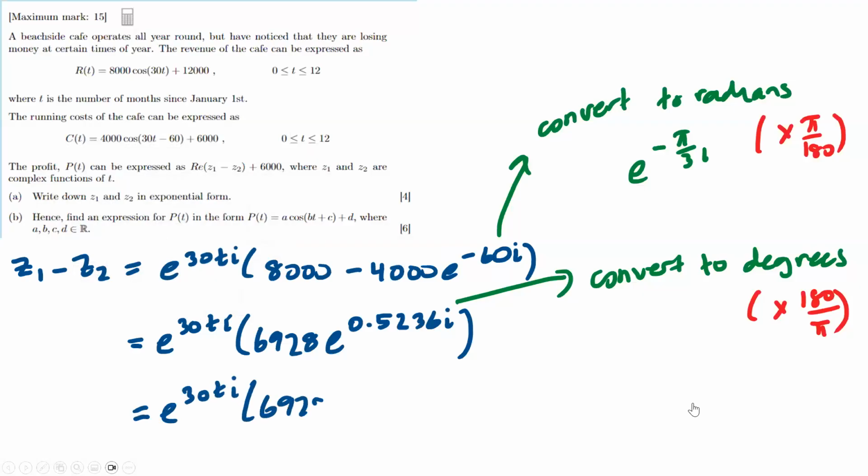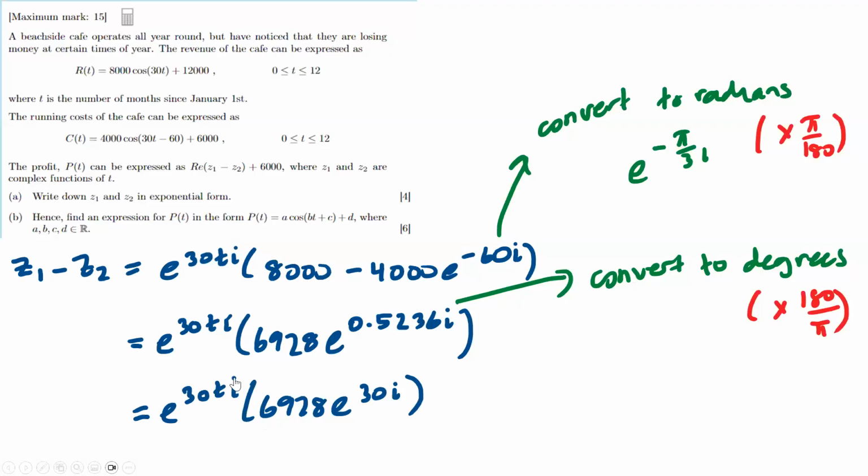Just noting here in our next step, finally, well, I shouldn't say finally because we've got one more step to go. We've written Z1 minus Z2 as e to the power of 30t times i times 6,928 times e to the power of 30i. But what we can do now is multiply out the brackets.